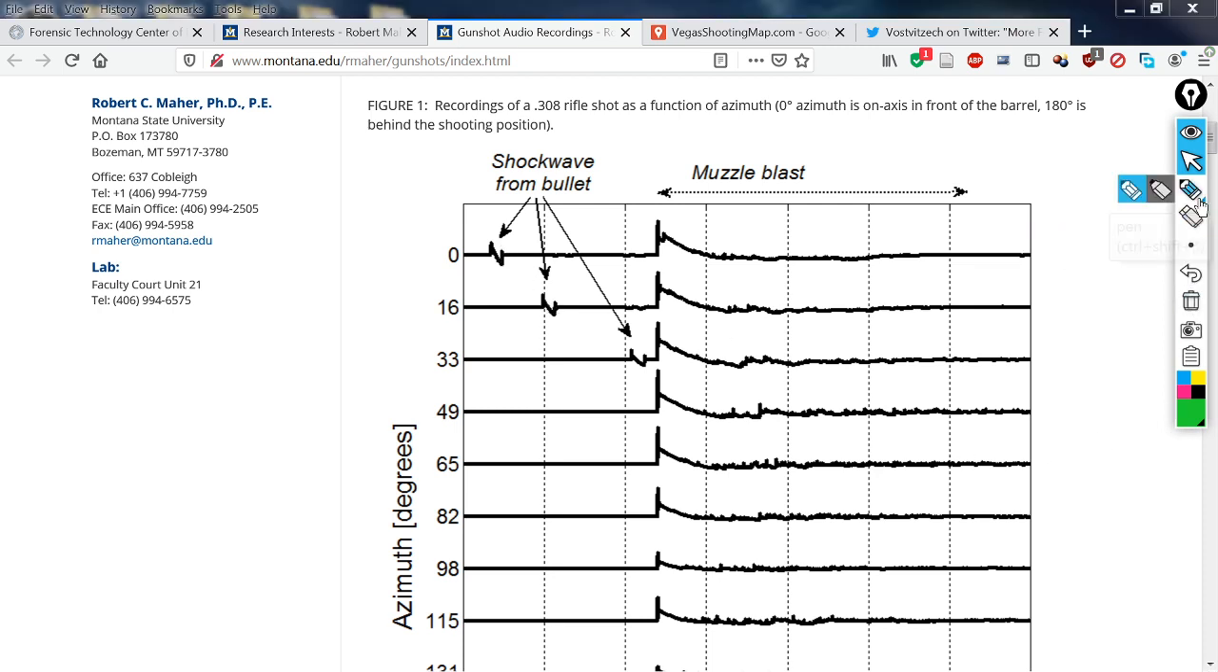So this is the shock wave right here, which is created by the bullet, and then this is the muzzle wave over here, this larger thing. Each of these lines is 1 millisecond or 1,000th of a second.